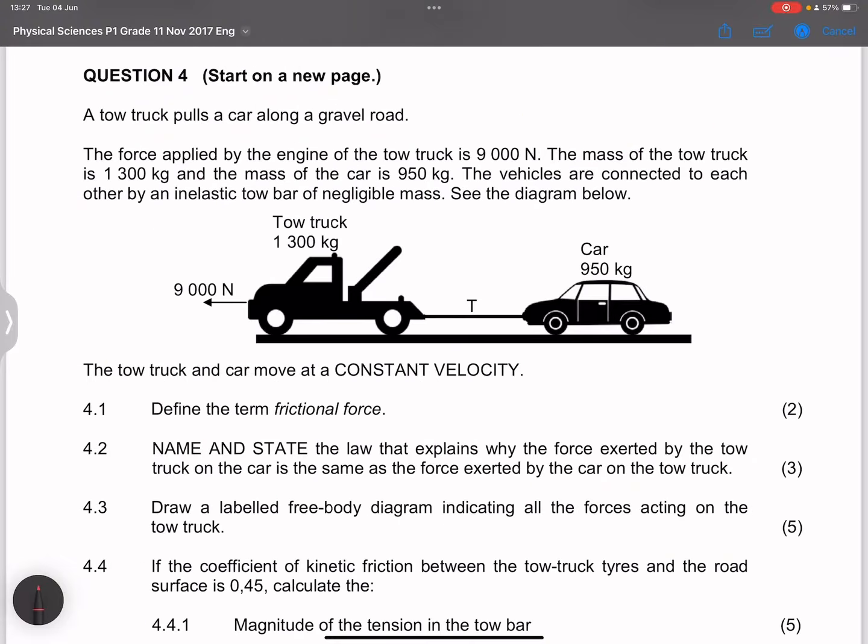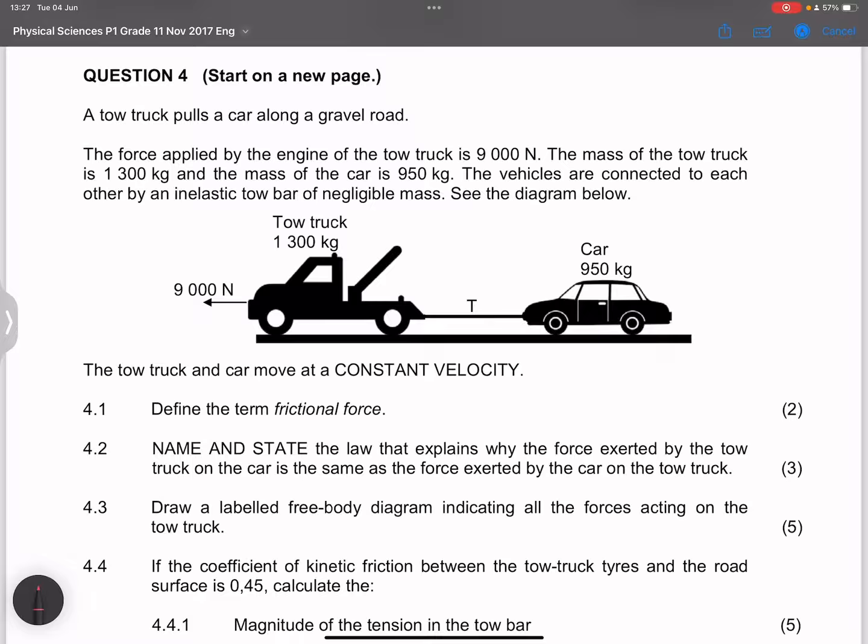Okay, so question 4, they say to us, we've got a tow truck that pulls a car along a gravel road. They say the force applied by the engine of the tow truck is 9,000 newtons. The mass of the tow truck is 1,300 kilograms, and the mass of the car is 750 kilograms. The vehicles are connected to each other by an inelastic tow bar of negligible mass, and they say see the diagram below.